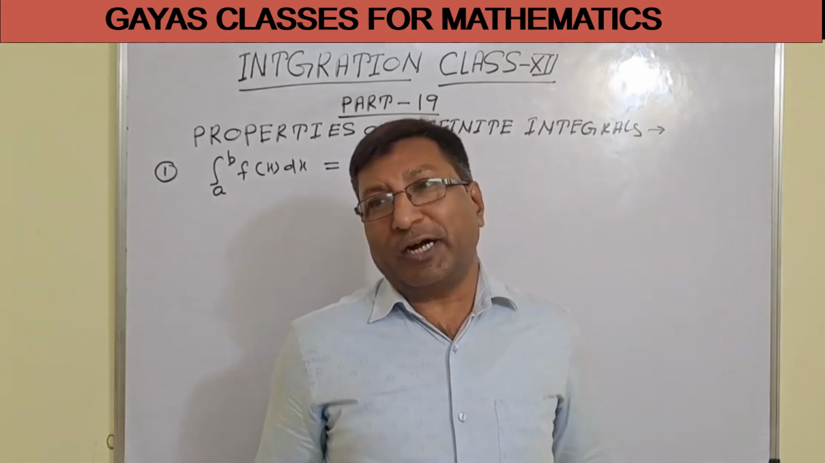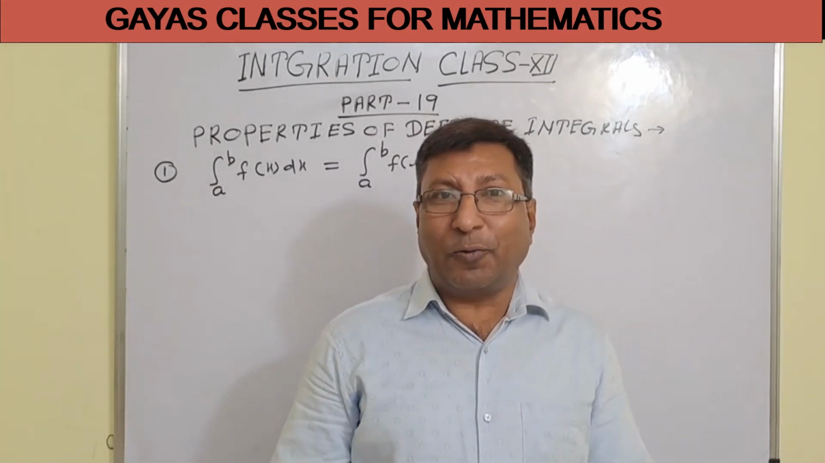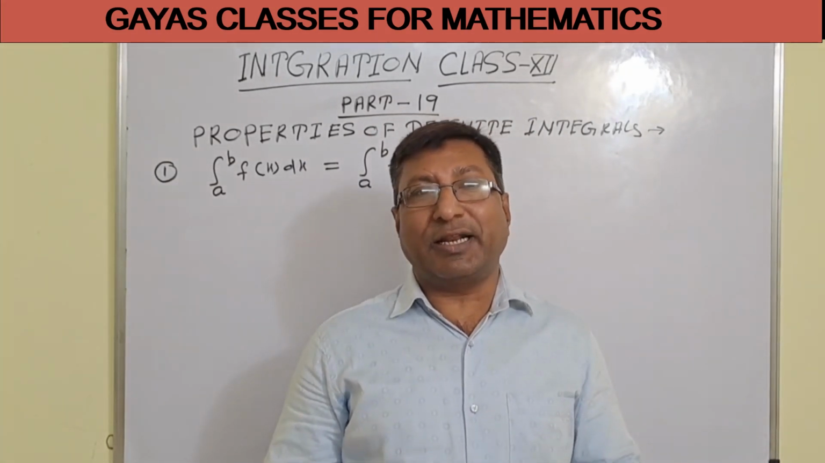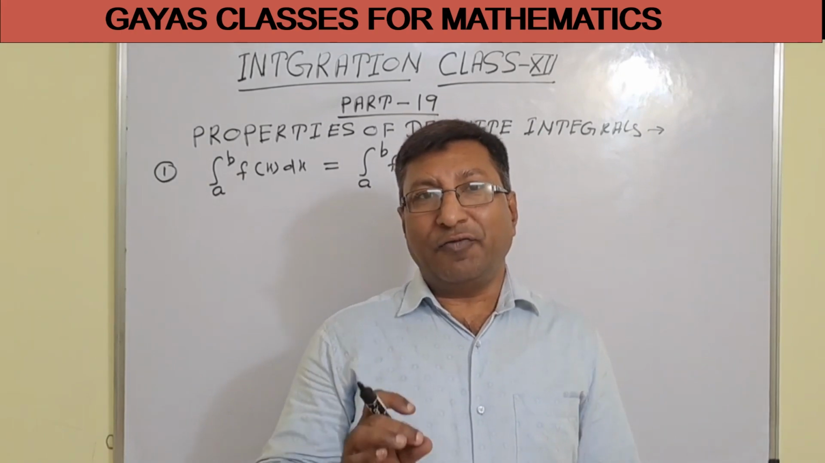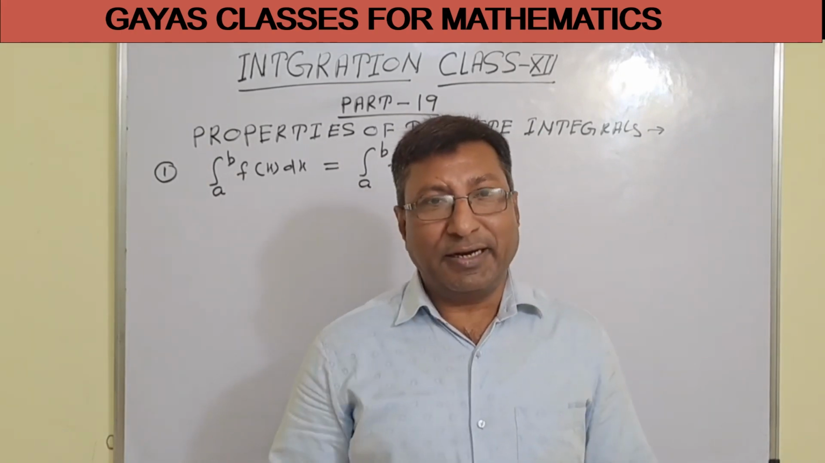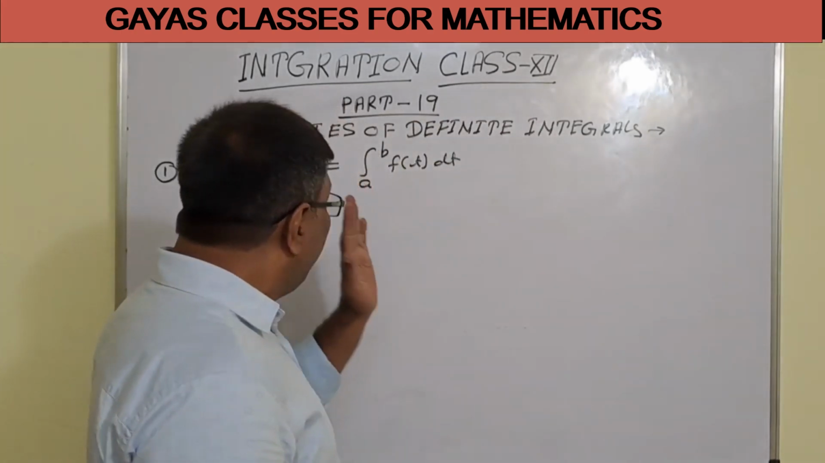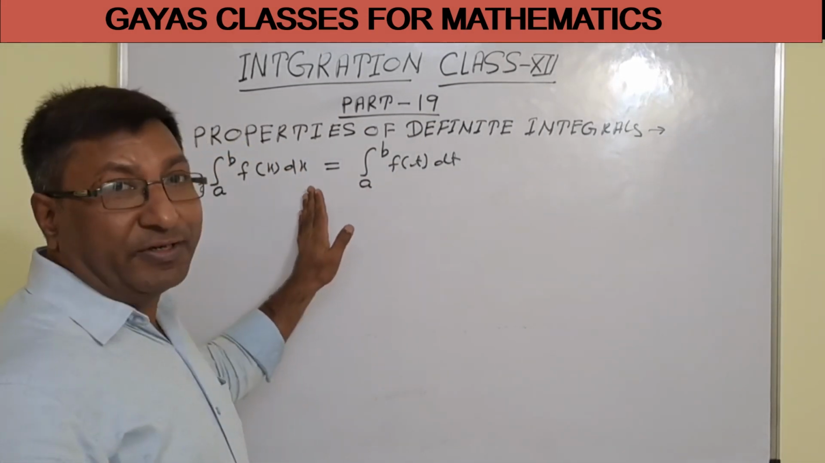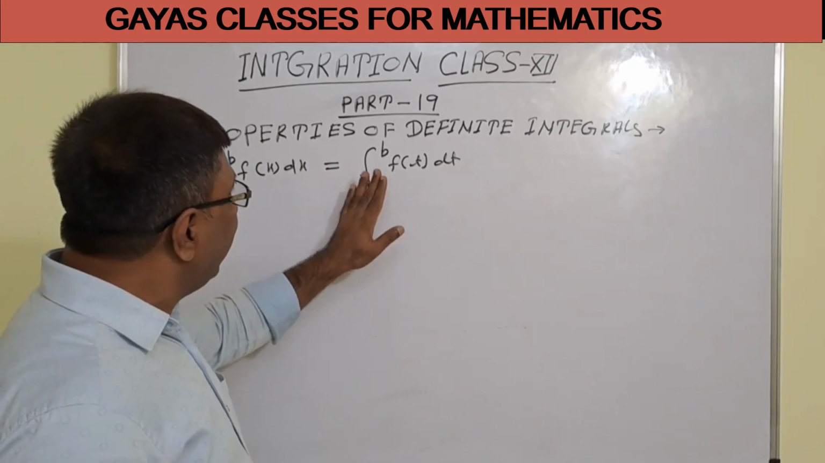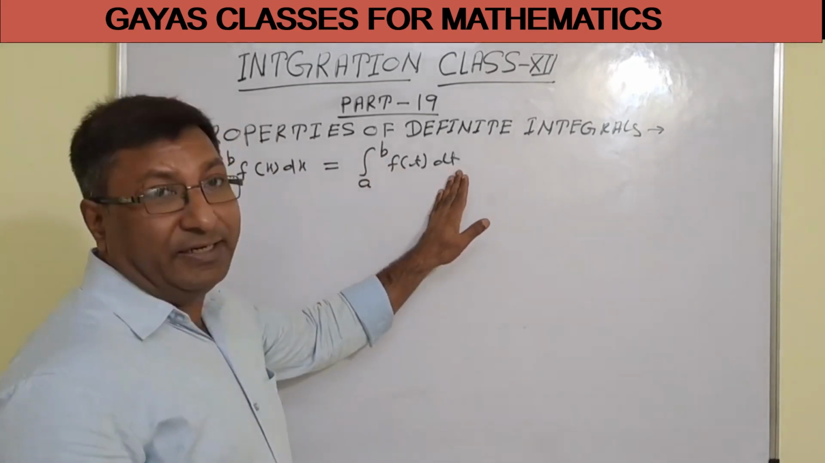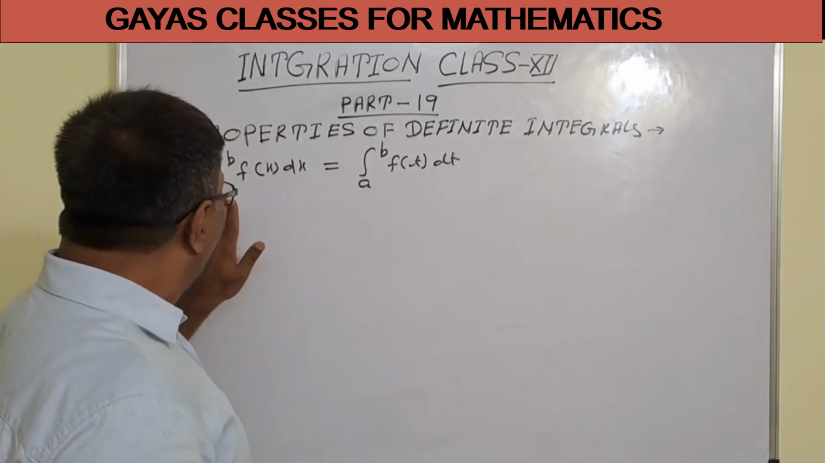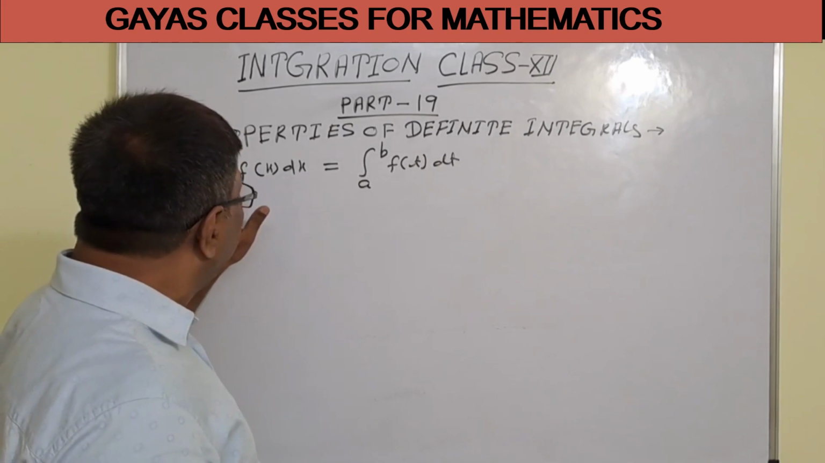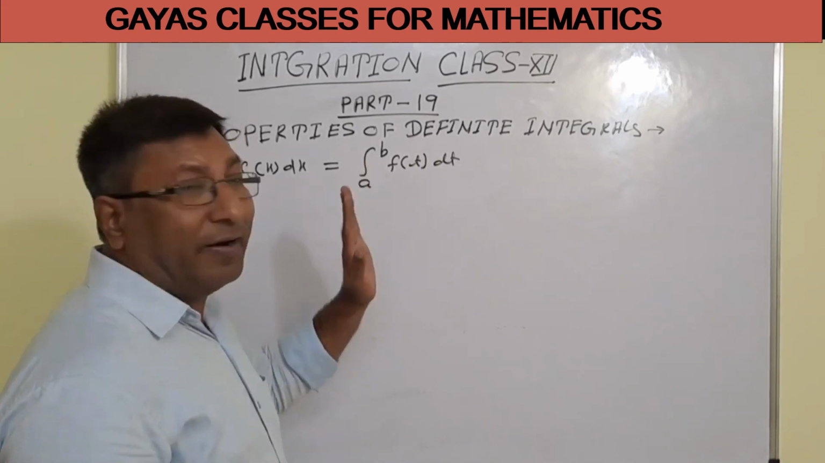Today I am going to start a very important topic, that is integration, class 12, definite integration properties. Let us see. So here the first property is what? Integral from a to b of f of x dx equals integral from a to b of f of t dt. That means here lower limit a, upper limit b, and here also lower limit a, upper limit b.